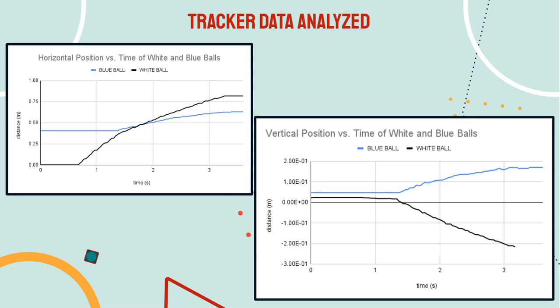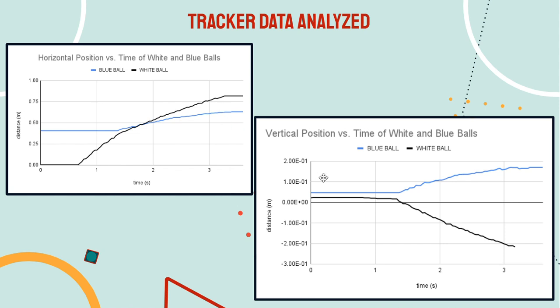Based on analyzing this video and the position of the balls in Tracker, here we can see the horizontal position. So here the blue ball remains at rest until the collision at 1.33 seconds, whereas the white ball moves, and they both continue to move horizontally in the positive direction.